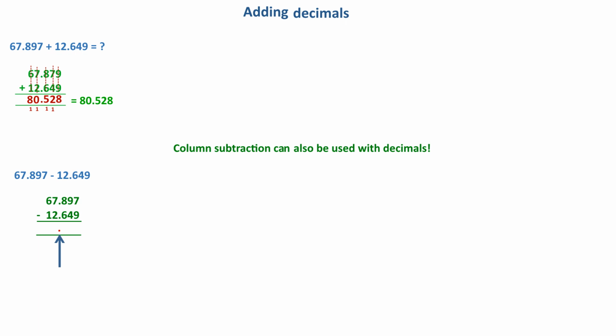Starting in the first column here, we have 7 minus 9, which we can't do, so we borrow a digit from the column above this, so cross out the 9, replace it with an 8, and now we have 17 in our top number here. So 17 minus 9, which is 8. Then in the next column along, we have 8 minus 4, which is 4.